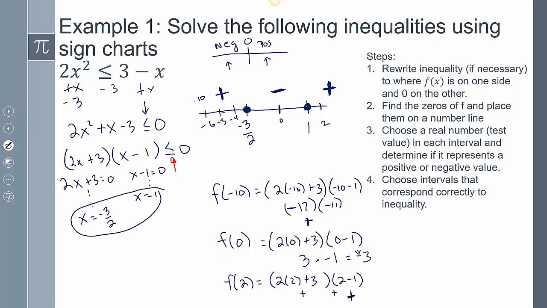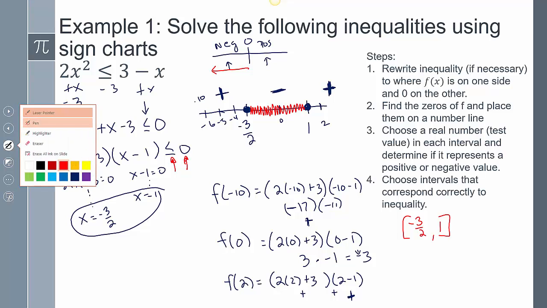We're comparing it to 0, and this statement says less than or equal to 0. So I need to think, what numbers are less than 0? Are they positive numbers or are they negative numbers? In this case, it's negative numbers. So because negative numbers are less than 0, the negative regions represent my solution. And so then I can say that my interval is going to be negative 3 halves and positive 1, and that's going to be my answer.